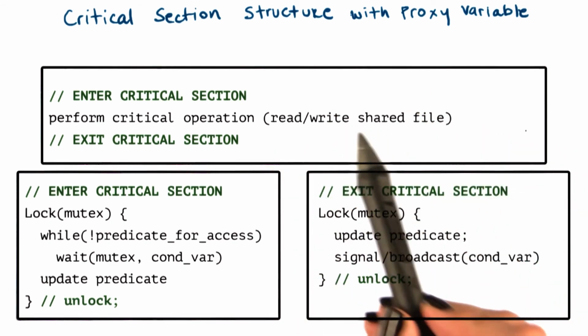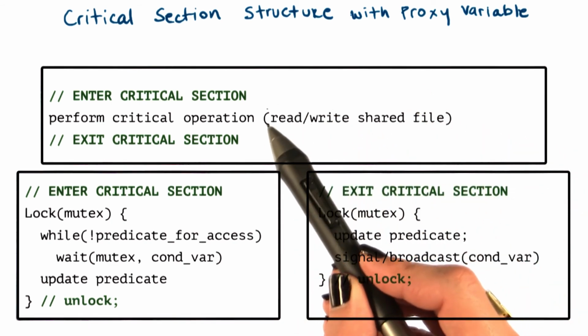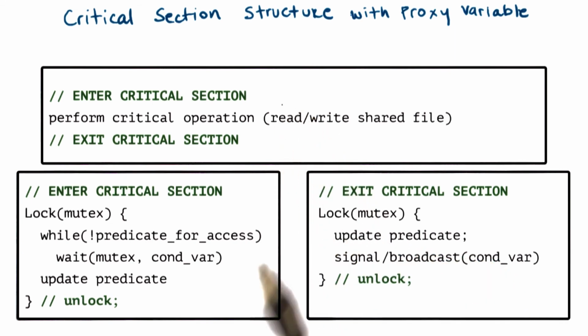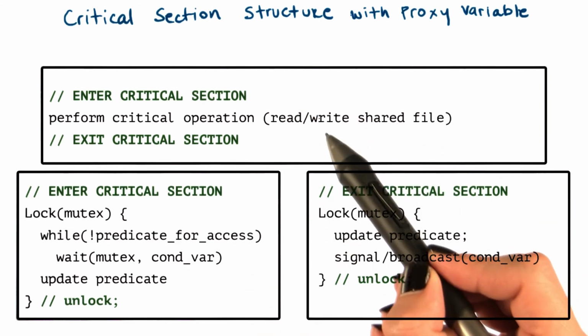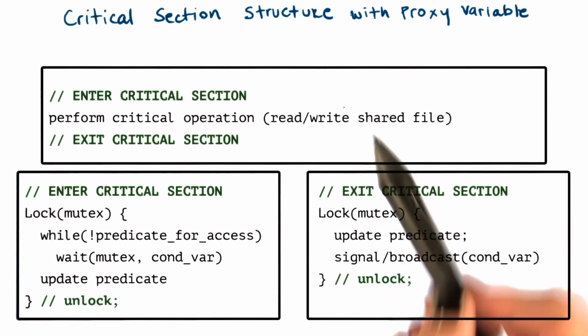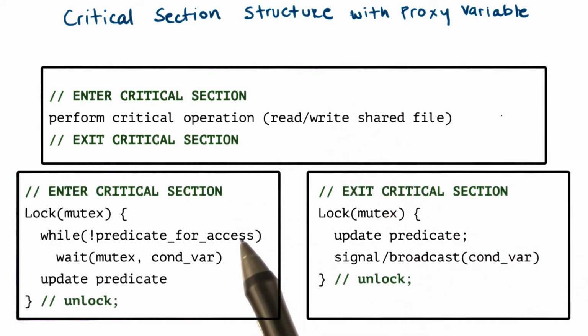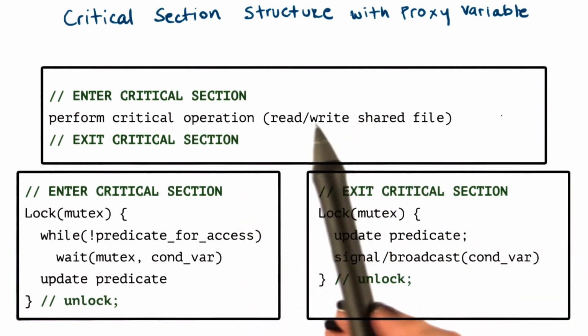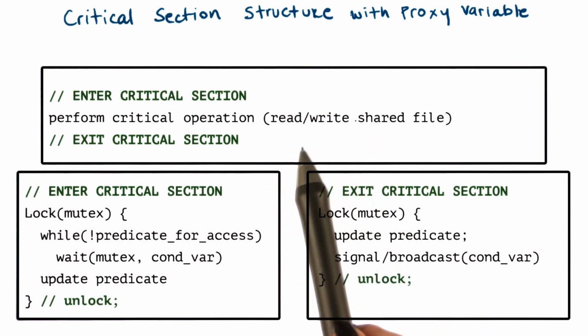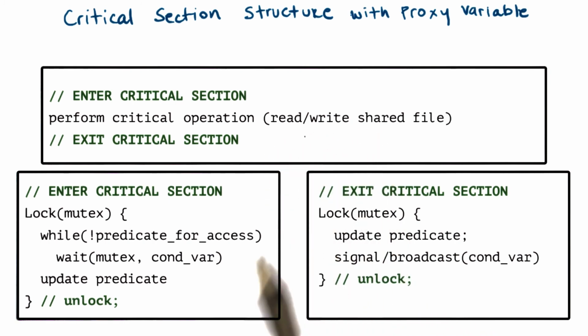So in this case, the policy is that either multiple threads of type reader can access the file or one thread of type writer can access the file. The default behavior of mutexes alone doesn't allow us to directly enforce this kind of policy. Mutexes only allow the mutual exclusion policy.